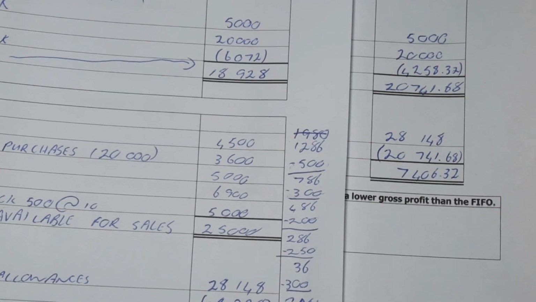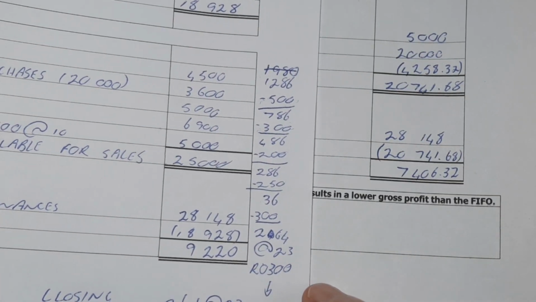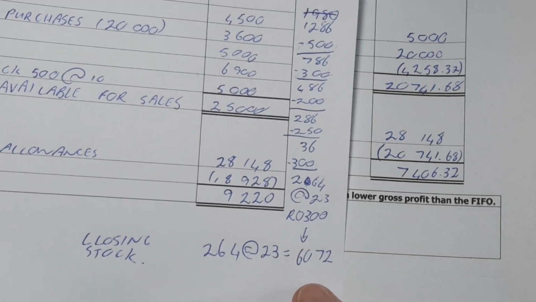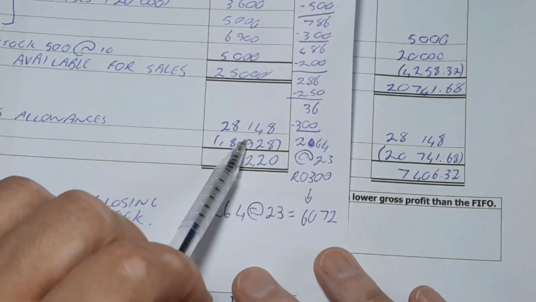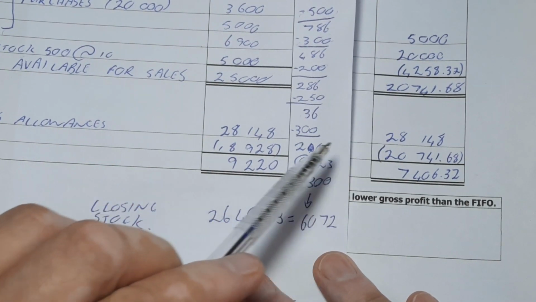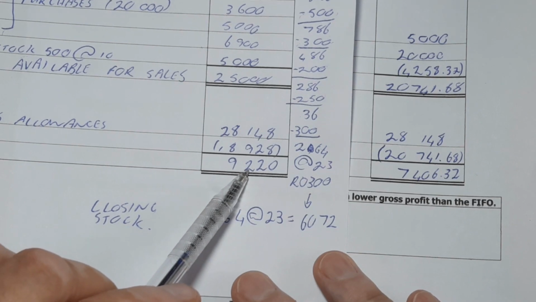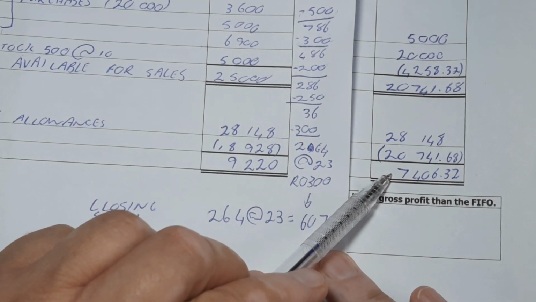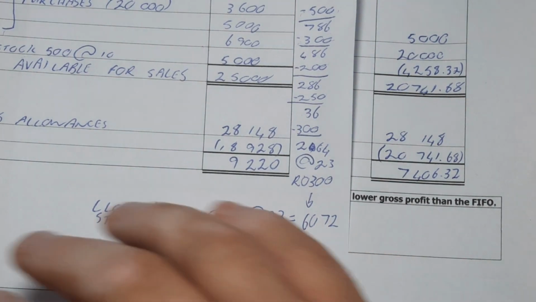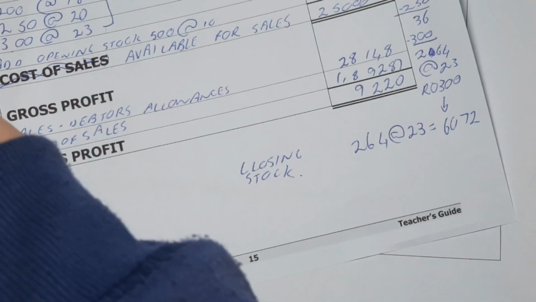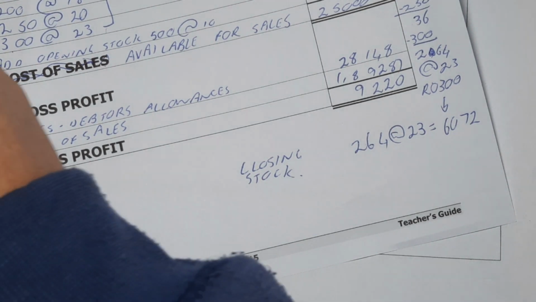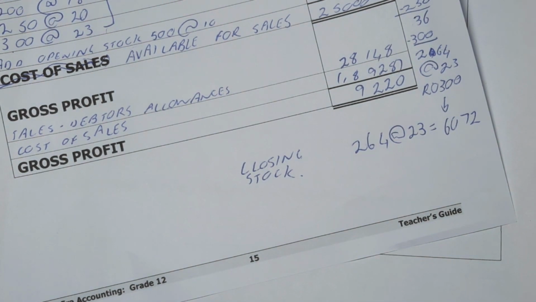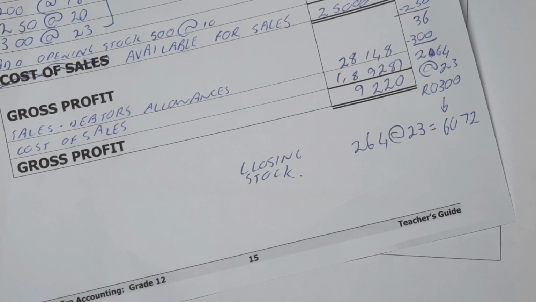If we take a look at our first in, first out method, the selling price is the same, but the value of our purchases is completely different. This is the weighted average method. Here, we made less profit than we made there. So what would be the difference between the two? That is 10.12.2. They want us to explain why the weighted average method results in a lower profit than the first in, first out method.